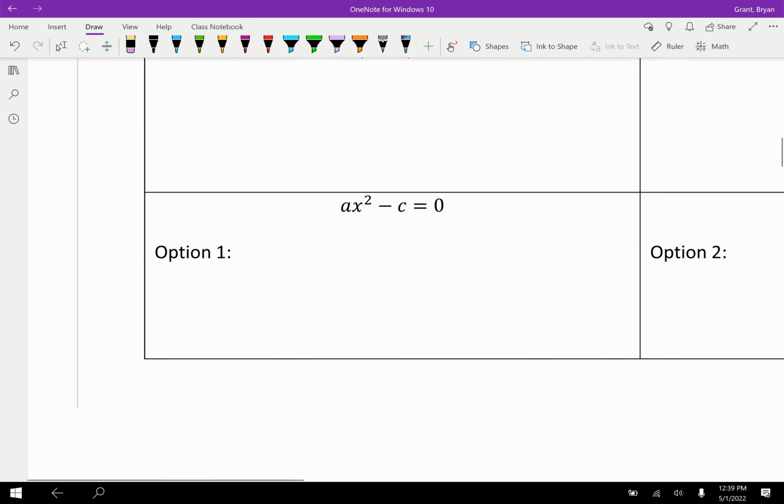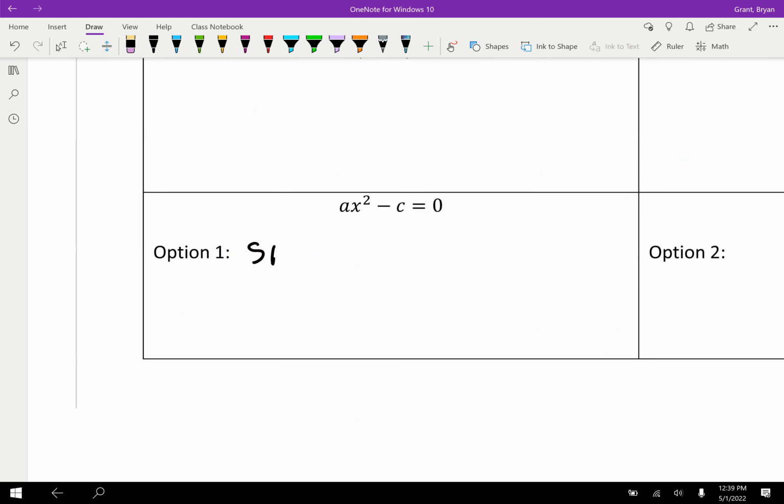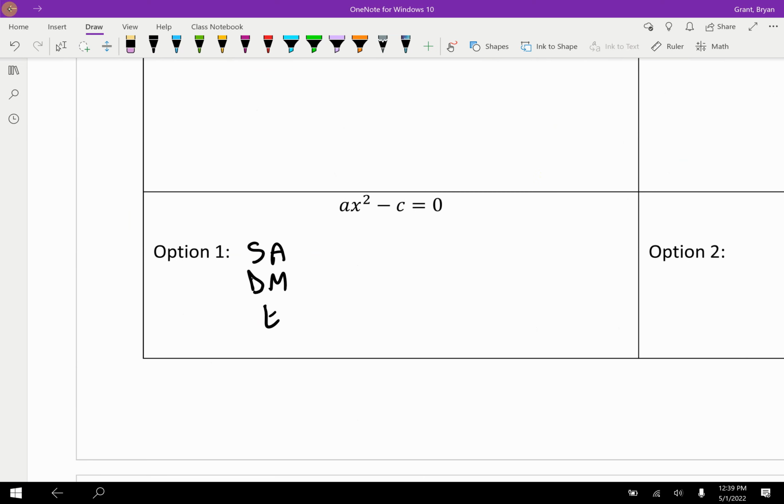So what do we do when we get to something like this? You just use SADMAP. Right? Nothing too bad. And there's only 3 things we have to undo. The first thing you're going to want to undo is the C. The next thing you want to undo is the A. And then at the end, you want to undo the square using a square root.